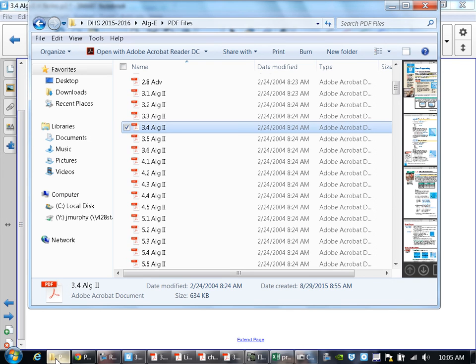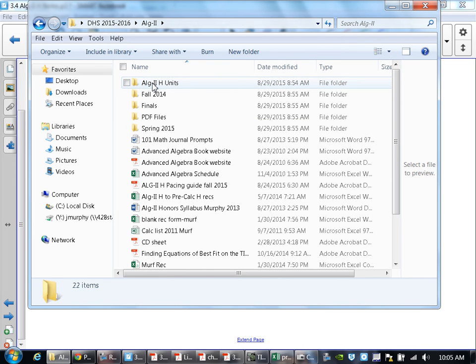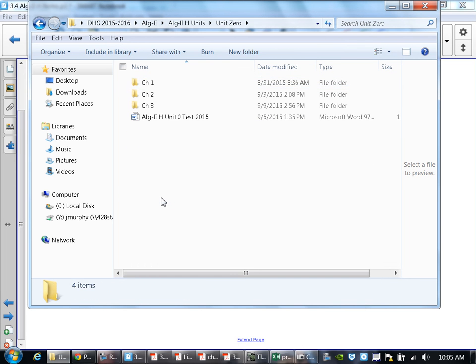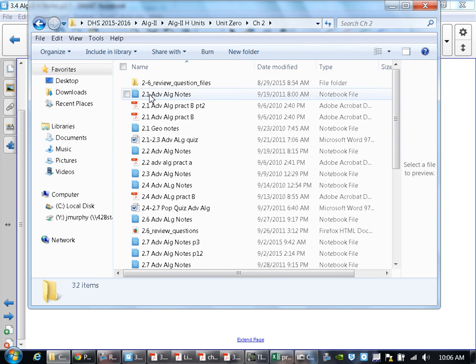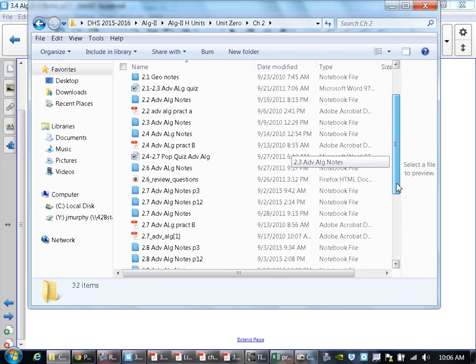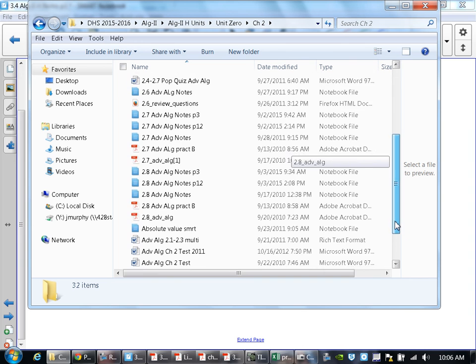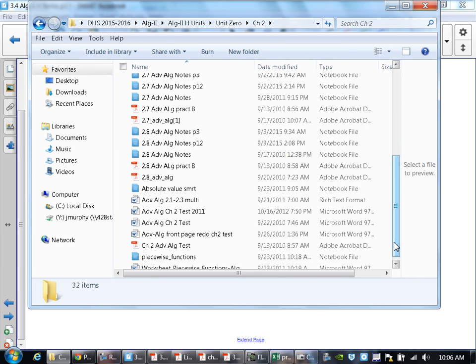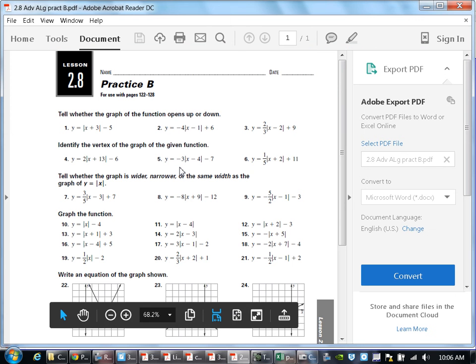Actually, we can probably look. Yeah, 2.7 is basically where we started. We didn't do anything out of it. 2.7, we did with 2.8. 2.8 was absolute value. Remember we did the absolute value stuff? That was when we introduced the h's and k's.